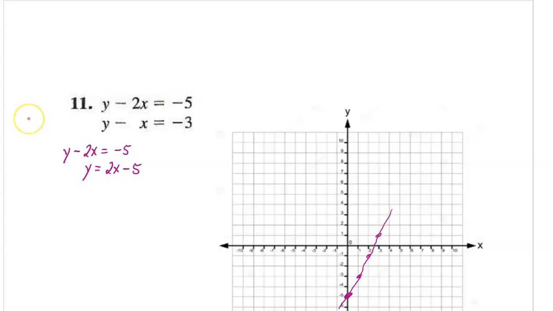Now the second equation. Rearrange that one as well by adding the x over to the right side. The y-intercept is at -3, and the slope is positive 1, meaning up 1 over 1, up 1 over 1, up 1 over 1, and so on. Here's the line.